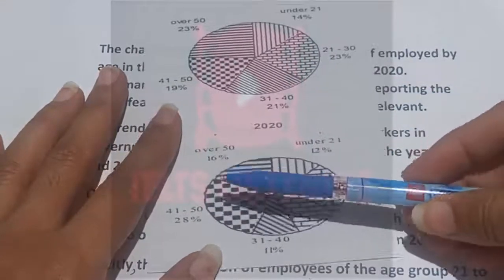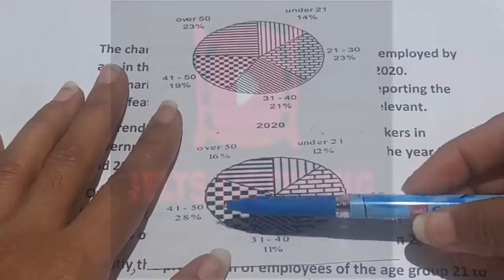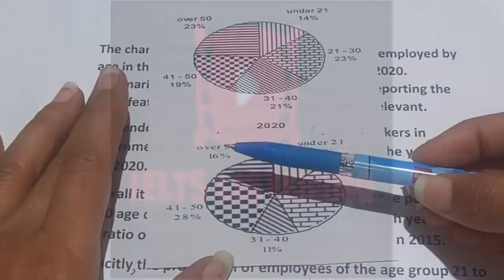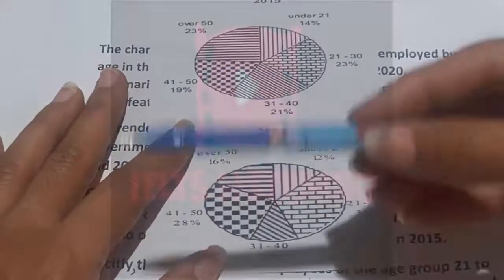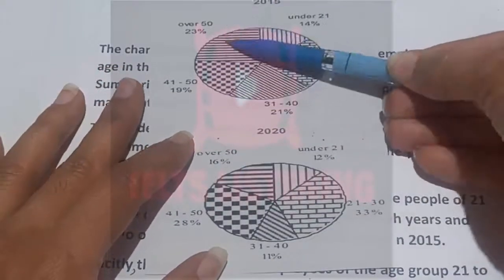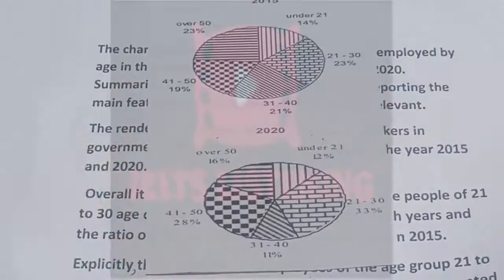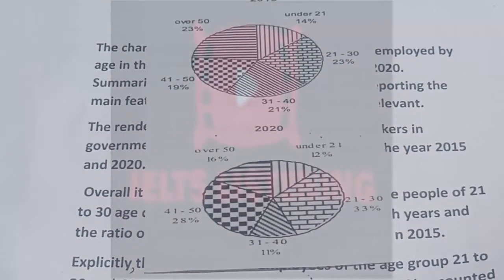And for the age 41 to 50, 19% of employees were working in government sector and the ratio increased by almost 10. We can say 19 plus 10 is 29, so nearly 10. We can't say that it's by 10, nearly 10. So for the age 50 plus also the ratio plunged and reached 16% after 5 years.